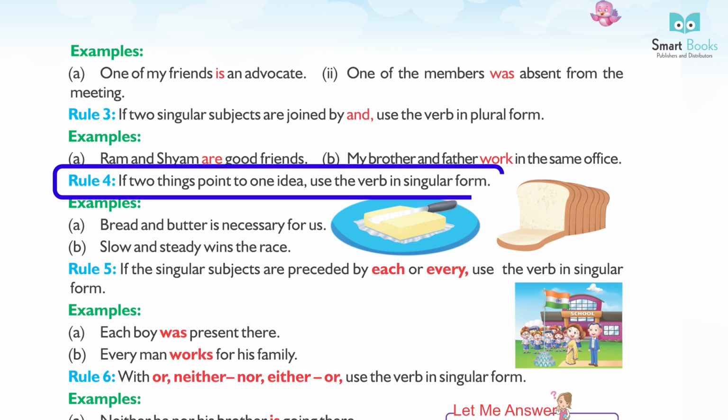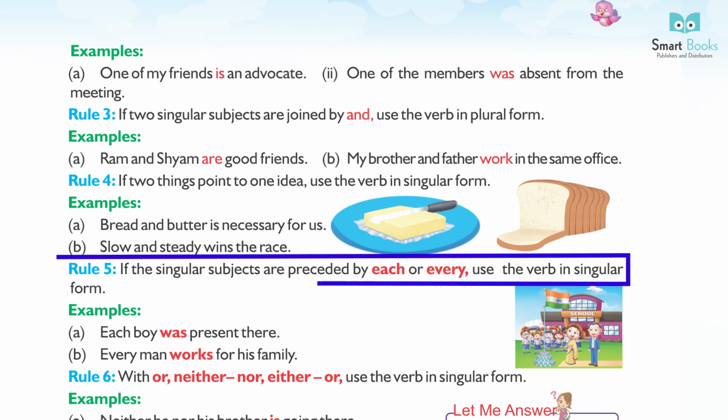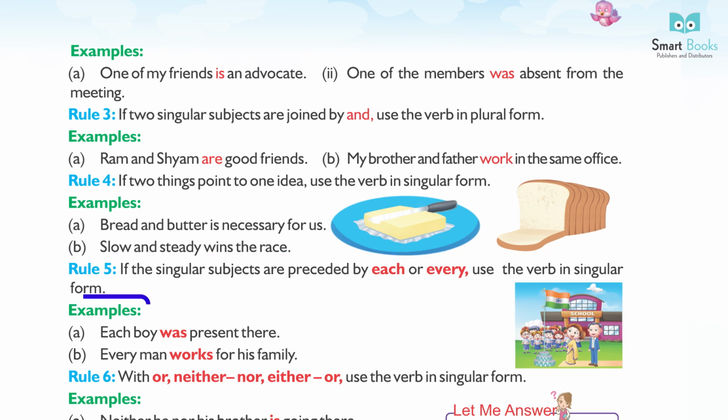Rule 4. If two things point to one idea, use the verb in singular form. Examples: A. Bread and butter is necessary for us. B. Slow and steady wins the race. Rule 5. If singular subjects are preceded by 'each' or 'every', use the verb in singular form. Examples: A. Each boy was present there. B. Every man works for his family.